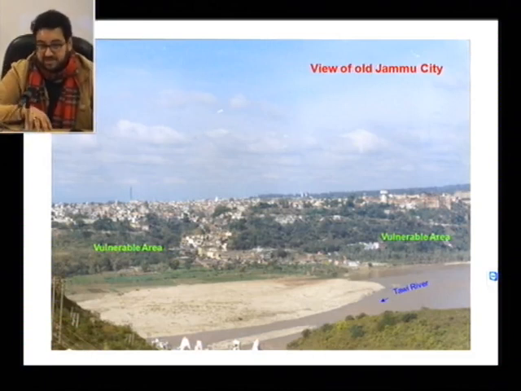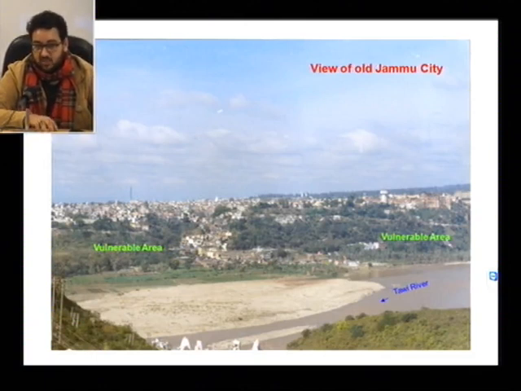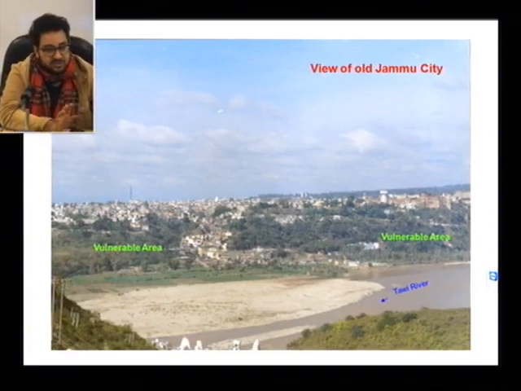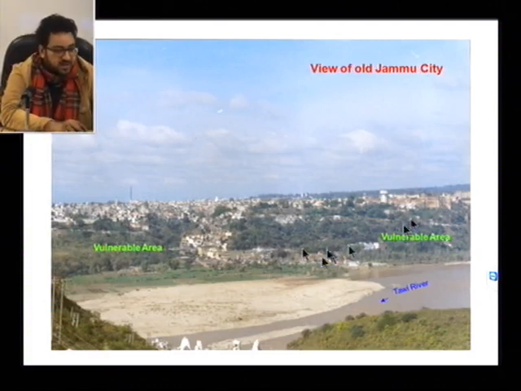So if, and this is speculation, an earthquake happens, it will be more than magnitude 7. Professor Bilham has made a prediction of around 9. If a magnitude 9 earthquake happens, eventually the Tawi will change its course, its course of running. And in this vulnerable area, perhaps there will be a huge landslide.